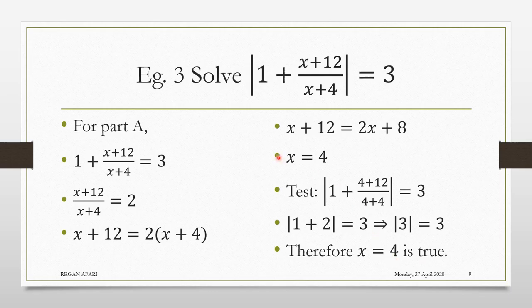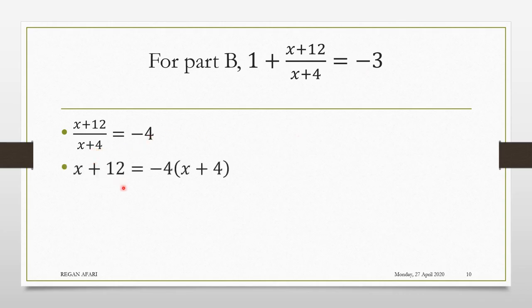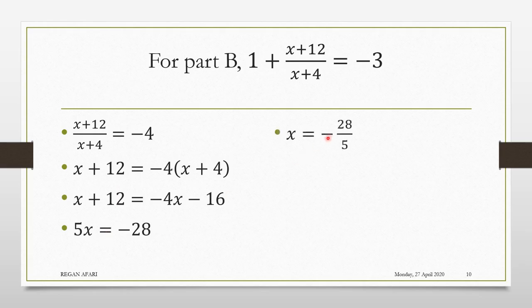All right, so let's solve for part B, where we will equate the same thing to -3. For part B we equate it to -3, and that is what we have done. So we solve for x. Now x gives us -28/5. So we must test it to decide whether we will accept it or reject it.